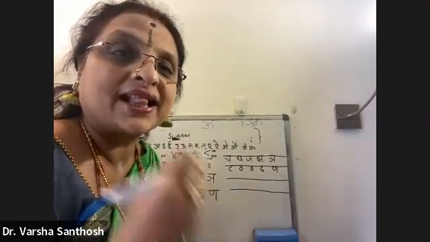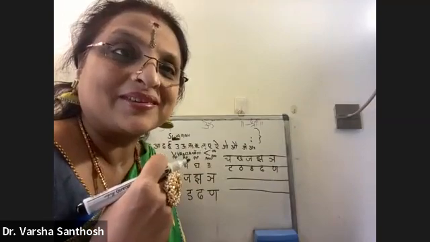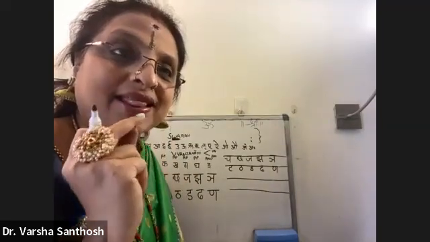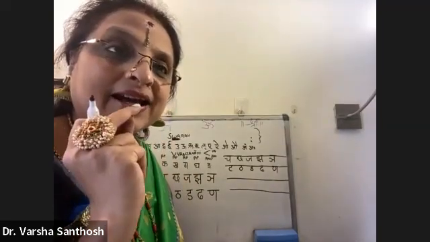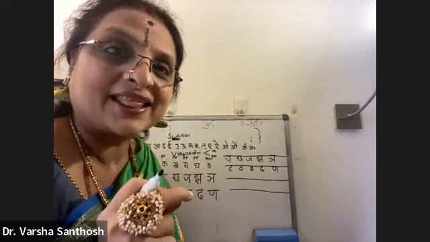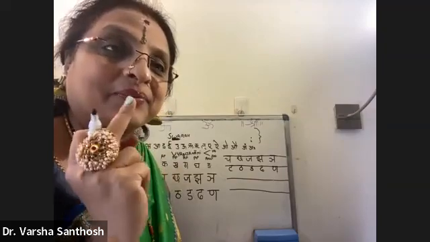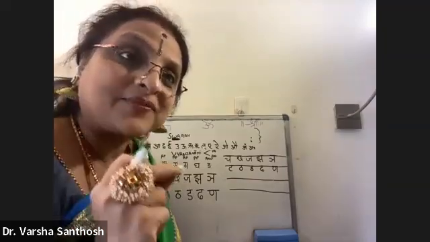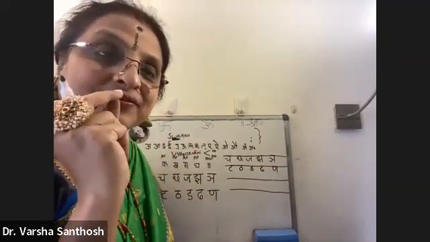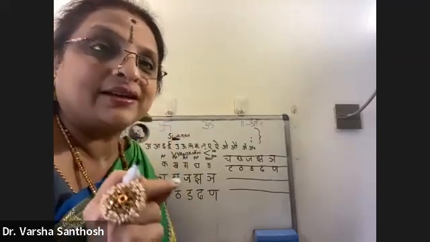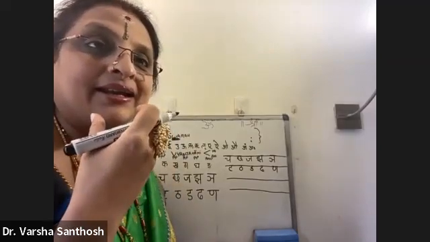Now we are going to say ta. See the difference? When we say ta, the tongue is coming in between the teeth. Ta. It is not coming between. So the pronunciation differentiation will come if we use the tongue and the mouth correctly.